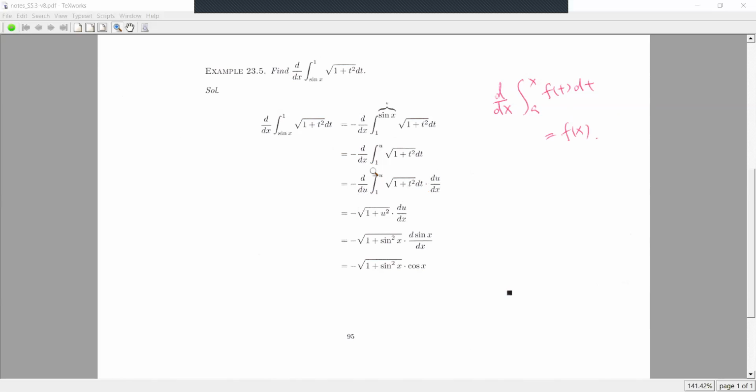For this derivative, now I can apply the formula. The derivative and this integral cancel each other, and plug in u for t. Then I get square root of 1 plus u squared. This is the result of this derivative. u is a temporary variable. By u in this example, I mean psi of x. Plug in psi of x for u, then I get this equation. The derivative of psi is cosine. So therefore, the answer of this problem, the derivative of this integral, is this one. This is the answer.